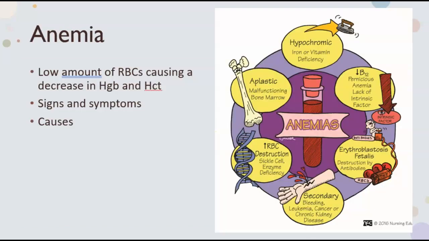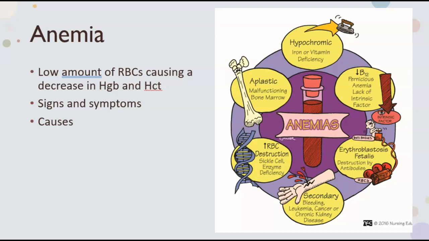The first disorder we'll talk about is anemia, and then we're going to break down anemia further into different types of anemia. So this one's just going to be a basic overview. You can see on the right-hand side of the screen there's a diagram of the different types of anemia that we'll talk about. Not all of them, but most of them. Anemia is a low amount of red blood cells, which causes a decrease in hemoglobin and hematocrit.